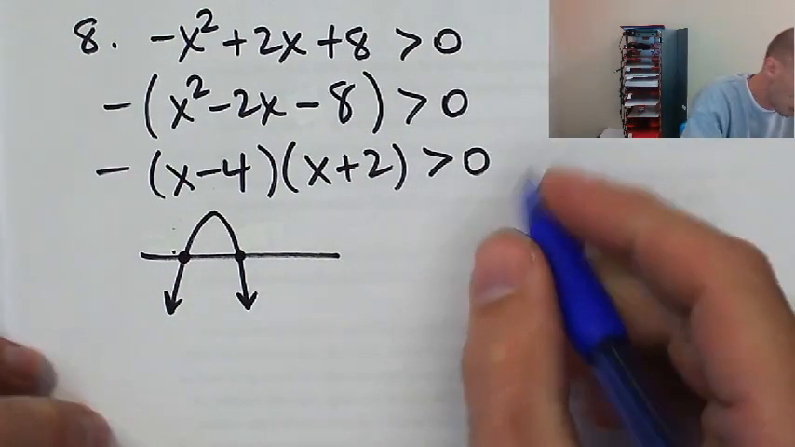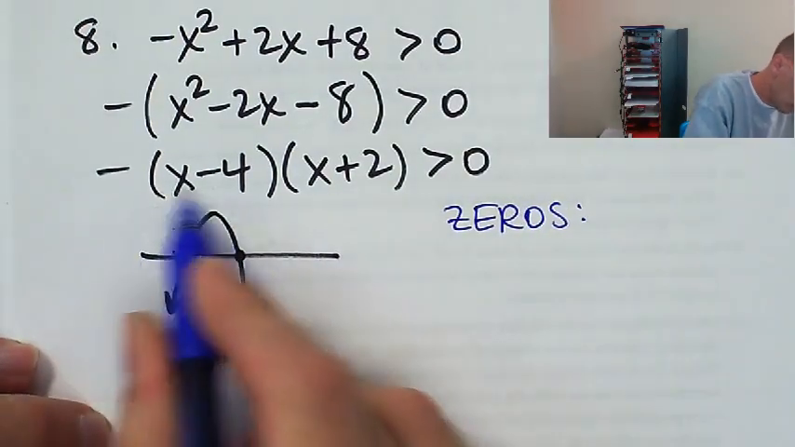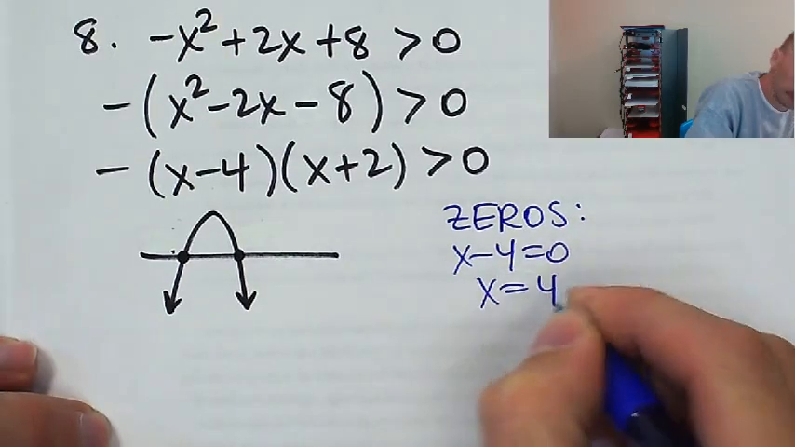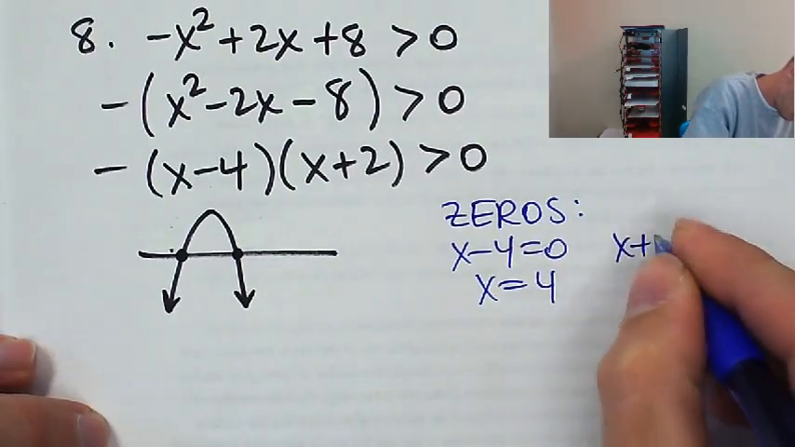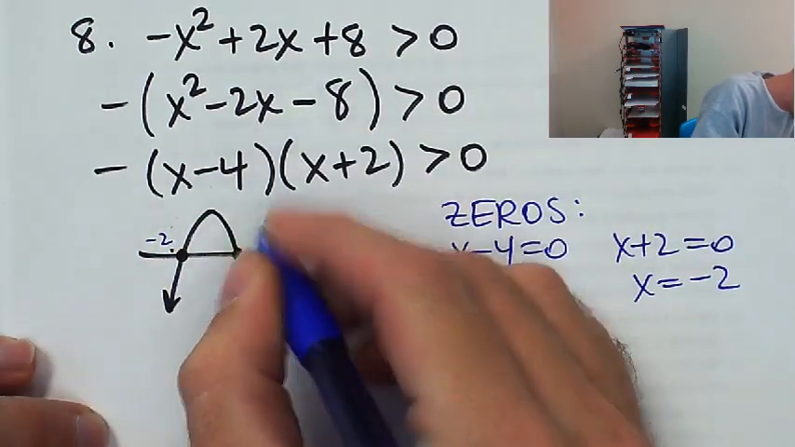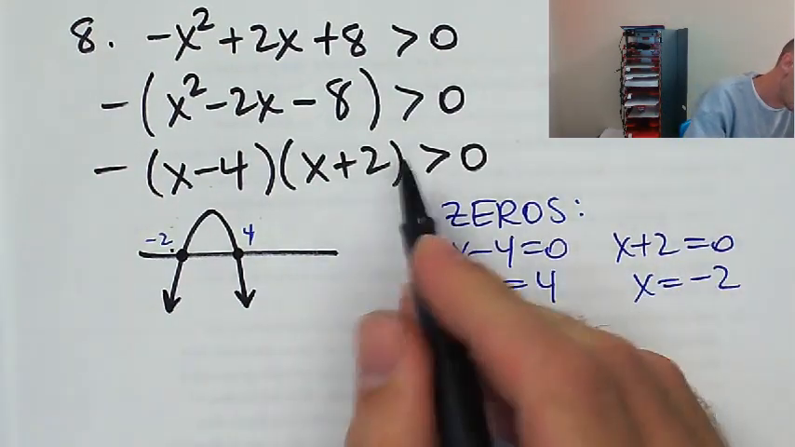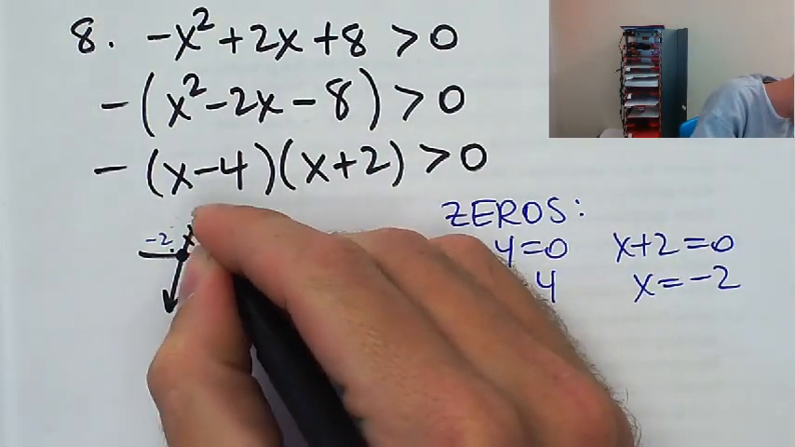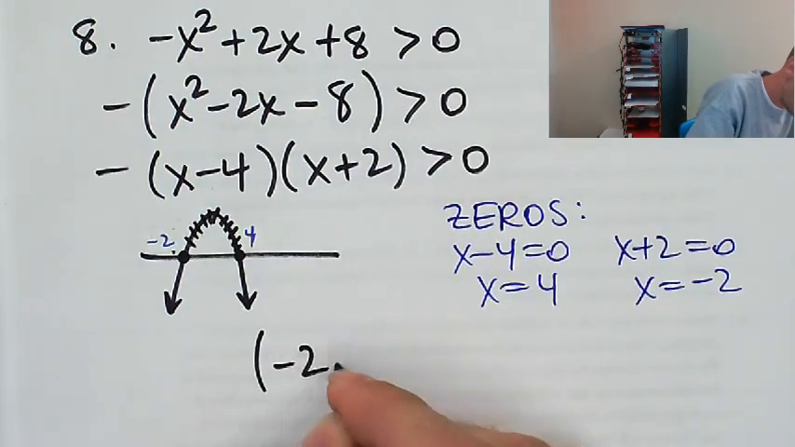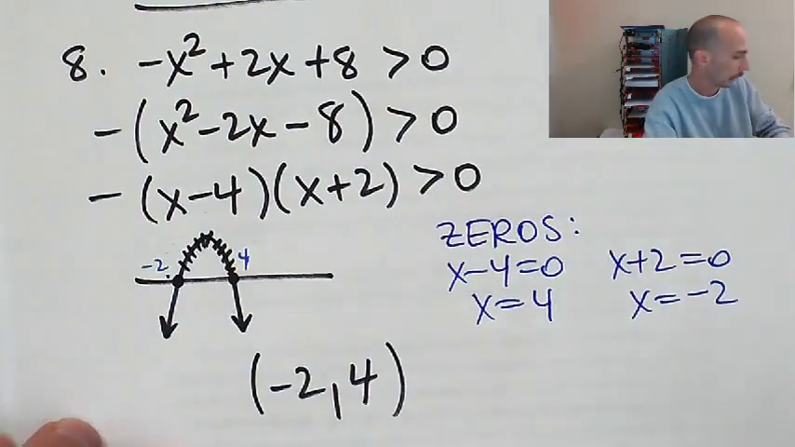Because I made the error, I probably need to be a little more explicit about what I'm doing here. So the zeros would be where x minus 4 equals 0. That's x equaling 4. Or when x plus 2 is equal to 0, and that would be when x is negative 2. So this is negative 2, and that's positive 4. Okay, that's more like it. Now, if I'm interested in where this is greater than 0, that's going to be up here between negative 2 and 4. Maybe I'll use interval notation again this time, and I'll say it's negative 2 to 4, like that.